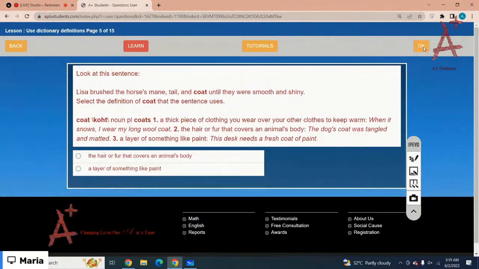Look at this sentence. Lisa brushed the horse's mane, tail, and coat until they were smooth and shiny. So you have to look for the meaning of the word coat. The options are a thick piece of clothing you wear over your other clothes to keep warm; the second meaning is the hair or fur that covers an animal's body; and a layer of something like paint. So which is the correct option? What does the word coat mean? Because it is related to a horse. Got it? That means option one is the correct option, the hair or fur that covers an animal's body. That would be option number one. Got it?